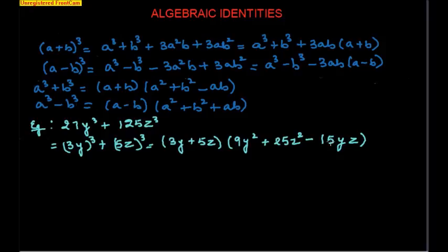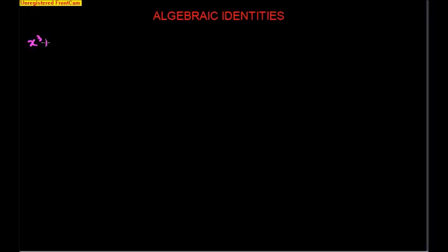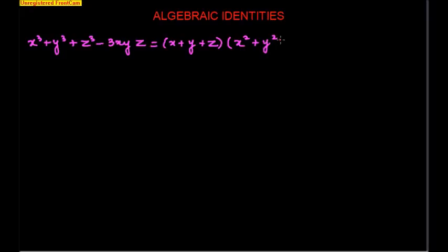After this comes a very important formula. X cube plus y cube plus z cube minus 3xyz is equal to x plus y plus z into x square plus y square plus z square minus xy minus yz minus zx.